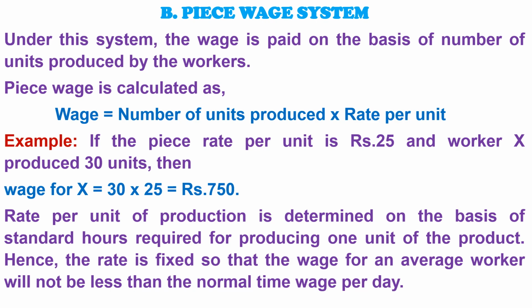Rate per unit of production is determined on the basis of standard hours required for producing 1 unit of the product. Hence, the rate is fixed so that the wage for an average worker will not be less than the normal time wage per day.